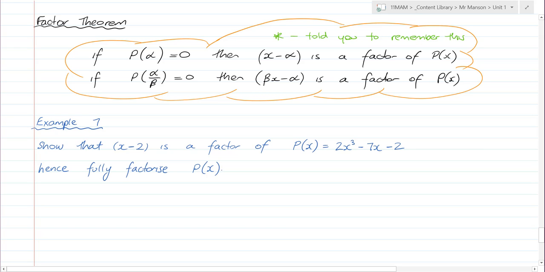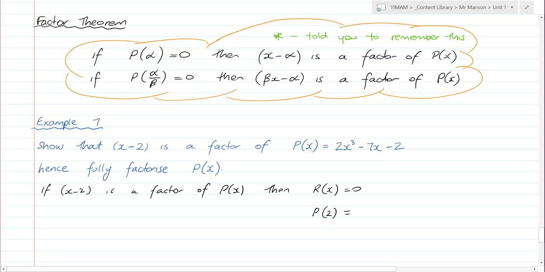So example 7, show that x minus 2 is a factor of p of x. To show that, I need to say if x minus 2 is a factor of p of x, then p of x will equal 0, which implies p of 2 has to equal 0. So let's check p of 2 now.